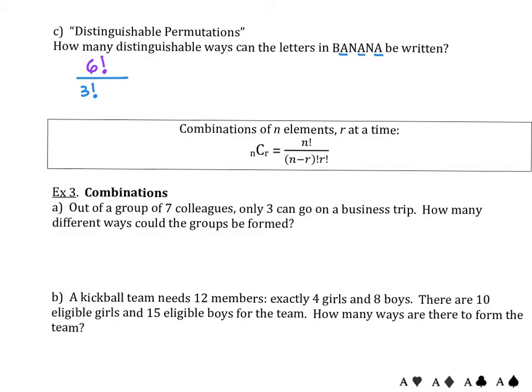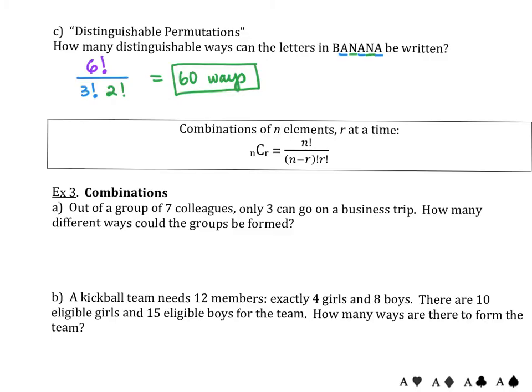Now, is there anything else? Yes. I also have 2 N's, so every time I switch the 2 N's, my permutation says that those are different permutations, but they're actually not. Since there are 2 N's, I'm going to divide by 2 factorial to get rid of those rearranged permutations. I'm going to put this in my calculator, and I'm going to get that there are actually only 60 ways to rearrange those letters, and that's because of some of the letters that repeat.